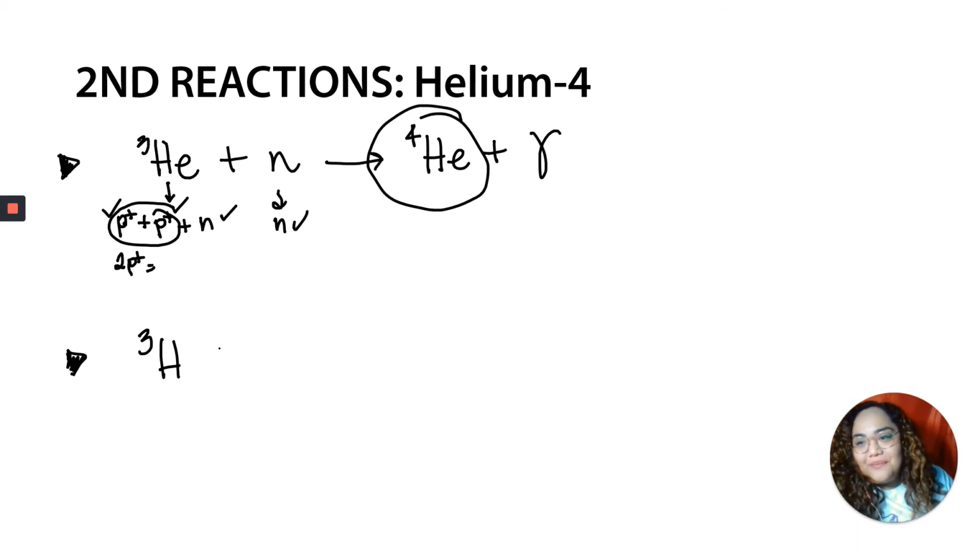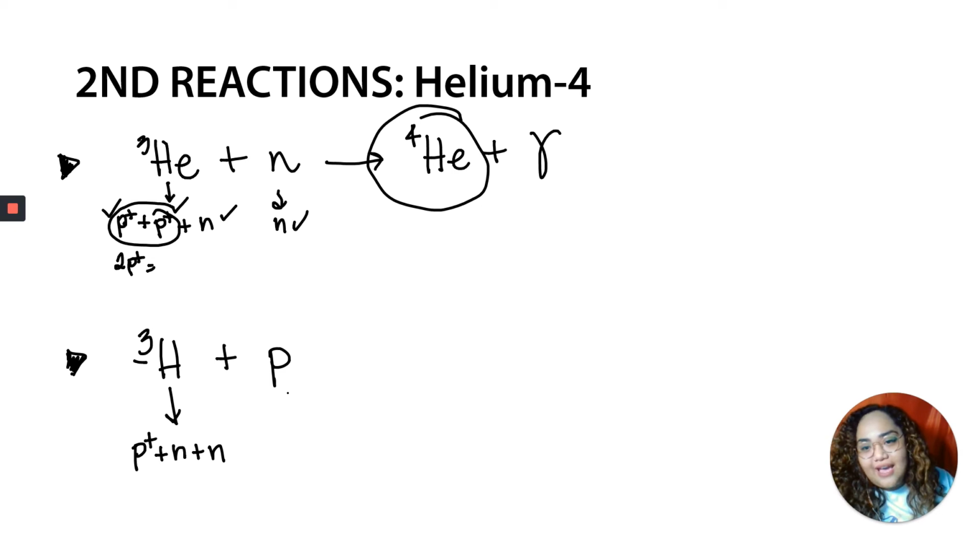Now, what about if we have hydrogen-3? Hydrogen-3 will react with a proton. Now, let's break it down. Hydrogen has how many protons? This is atomic number 1, right? So there's only 1 proton here. And then, how many neutrons are there? You'll have 2 neutrons. So you add them all together, you'll get 3.